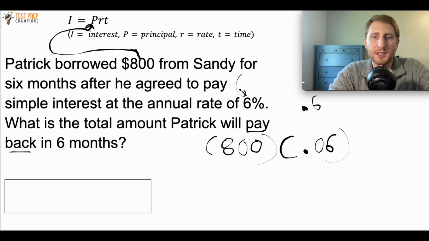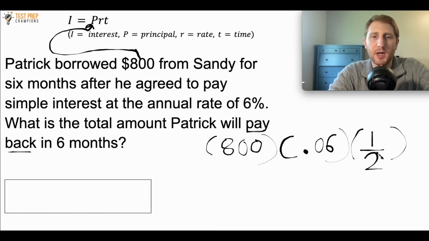So if we had 60%, okay, 60% equals 0.6, but here we have 6%, and 6% equals 0.06. So what about the time? Well, the important thing for time is that you want to write time in terms of years. So here we've got 6 months. So 6 months is half a year. So I'm going to write half right here.